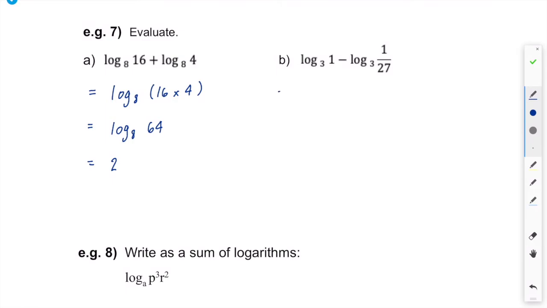B. I have a subtraction here. Write this as log base 3 of a single log. 1 divided by 1 over 27. Let me write this out just in case some people are lost. This is log of 27 base 3, which is 3. I hope you can just bear with me here.